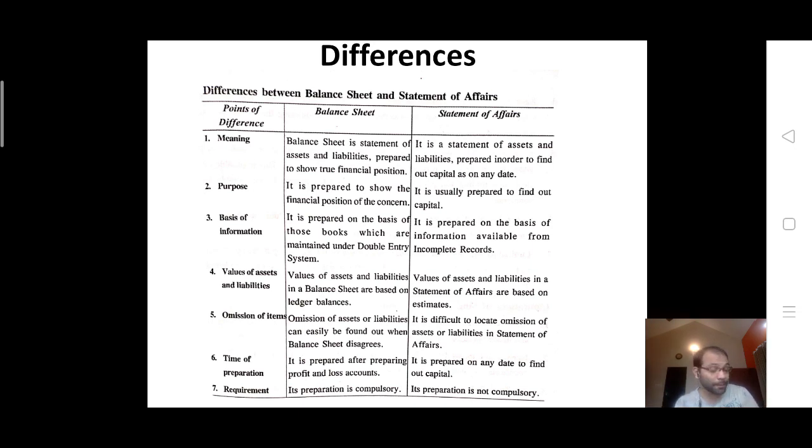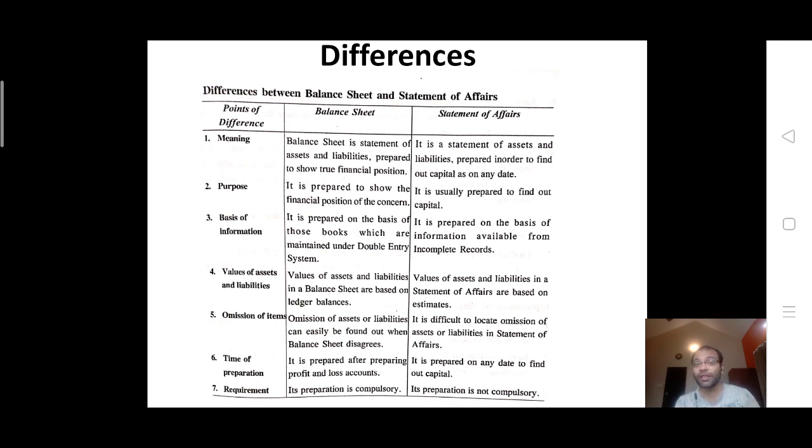Time of preparation. Balance sheet is prepared after preparing the profit and loss account. But the statement of affairs is prepared on any date in order to find out the capital. And finally, is it required? Which is compulsory? As you all know, balance sheet preparation is mandatory, without which the company cannot ascertain its financial position. But the statement of affairs is not that compulsory. Only if you need it, you prepare it.